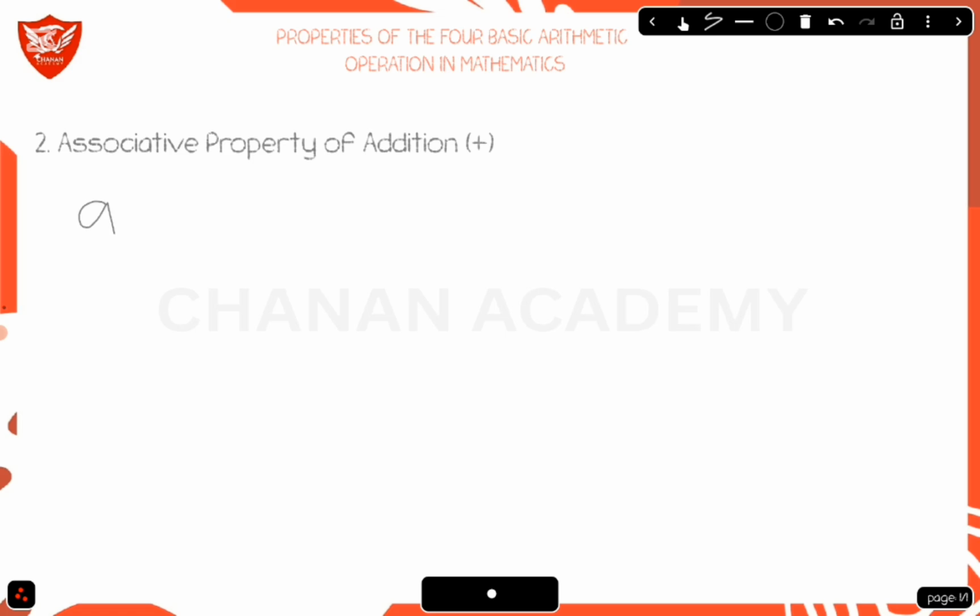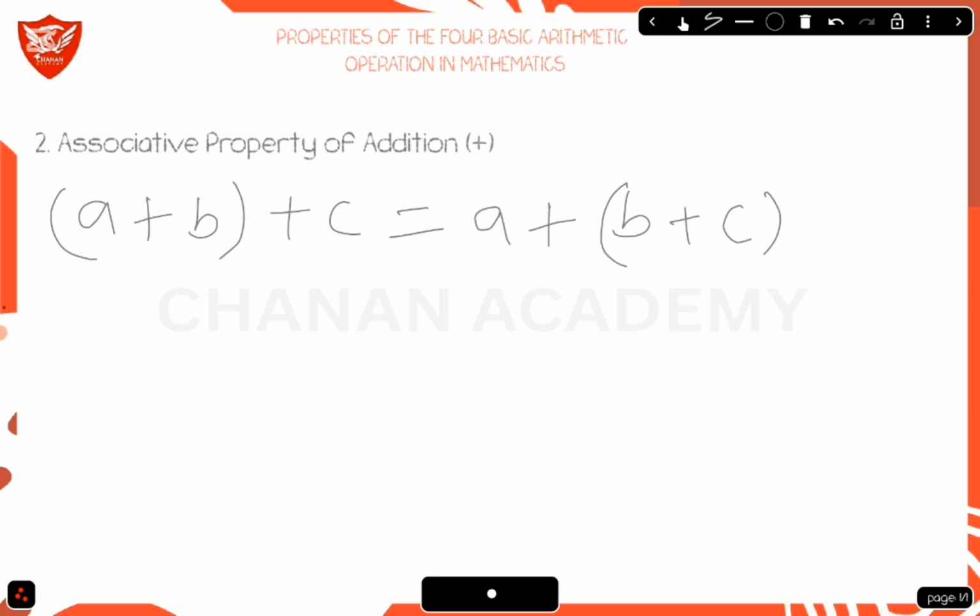Say (A plus B) plus C is the same as A plus (B plus C). So if you look at the left hand side, the A and the B are in the bracket. If you look at the right hand side, the B and the C are in the brackets. So that's the difference between the left and the right hand side.